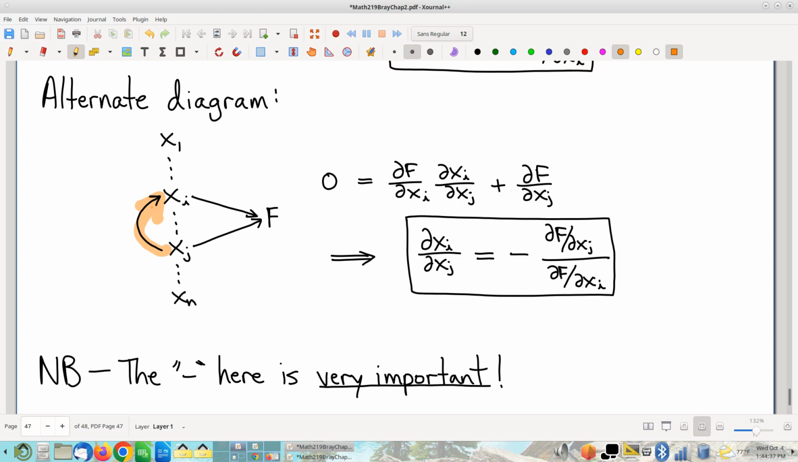The point of view I'm going to take is that as I change x_j, two things happen. On the one hand, as I change x_j, that causes changes in x_i, and changes in x_i cause changes in f. There's that term.